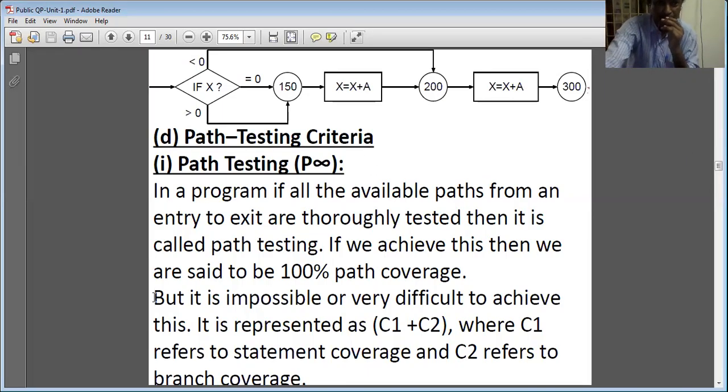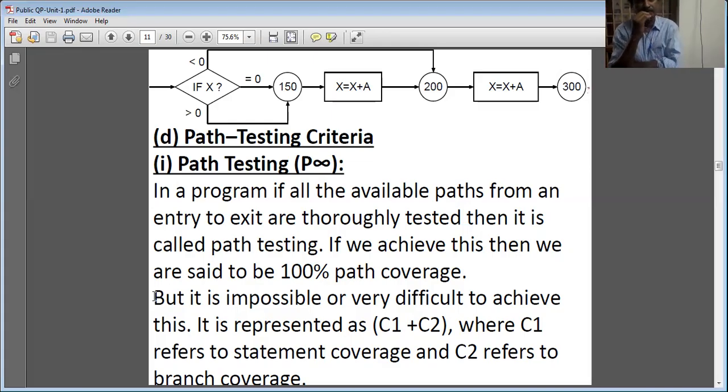Next topic is path testing criteria. Very important task is path testing criteria. Path testing: in a program, if all the available paths from entry to exit are thoroughly tested, then it is called path testing. If we achieve this, then we are said to have 100% path coverage. But it is impossible or very difficult to achieve this.